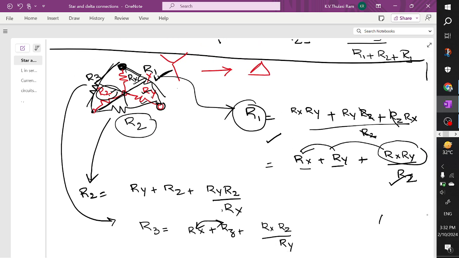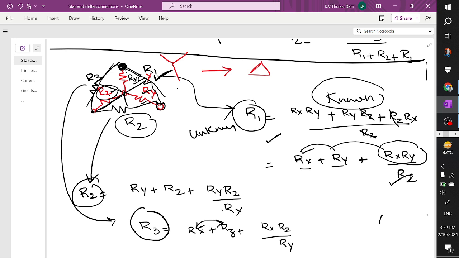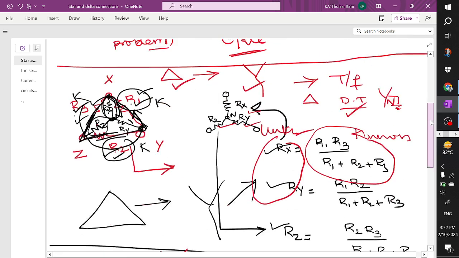Okay, you see here, R1, R2, R3 are unknowns. What is given to us? RX, RY, RZ are known. So the right side parameters are known to us, and the left side parameters are unknown to us. That's why we find them by using this conversion, which is called star to delta conversion. So this is what you have to remember.